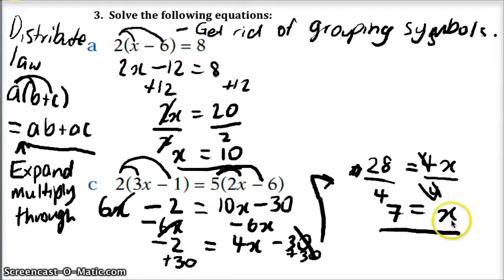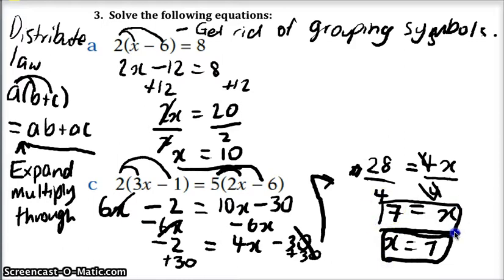It doesn't matter which side I have the x on. If you want, you can rewrite it the other way as x equals 7. As long as you know x equals 7, we're fine. So that's how we solve equations by expanding grouping symbols. We're going to have a look at a few more examples, and make sure you've got this written down. Pause the video if you have to.